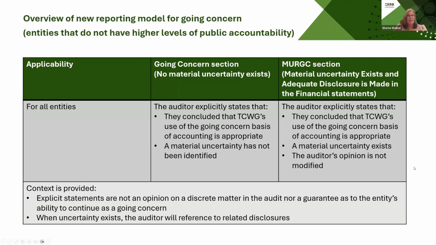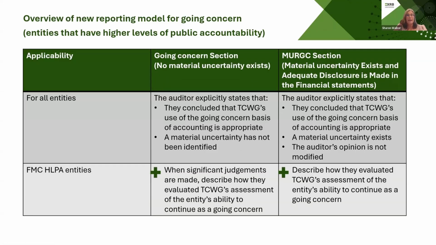For audits of FMC reporting entities considered to have a higher level of public accountability, in addition to the statements that were on the previous slide, when significant judgments are made by management in concluding that no material uncertainty exists, or when a material uncertainty does exist, then the auditor is also required to describe how they evaluated management's assessment. So, for example, that description might include a brief overview of the auditor's procedures, an indication of the outcome of procedures. It could include aspects of the auditor's response, including how the auditor evaluated management's plans for future actions, or it might include observations with respect to the events or conditions that may cast significant doubt on the entity's ability to continue as a going concern.